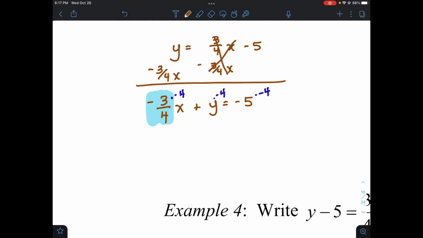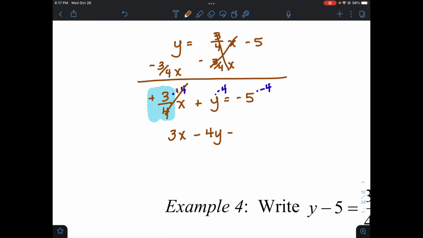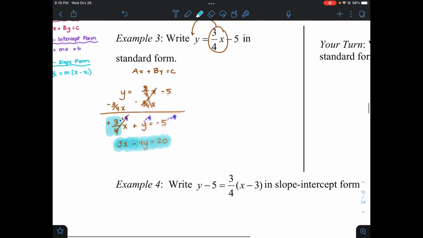Okay, when we do that, my two negatives there are going to make it positive. My 4 goes away, so I'm left with 3x minus 4y equals positive 20. And that would be our best answer for standard form. Okay, so take a moment, try the your turn, then come back, check your work.